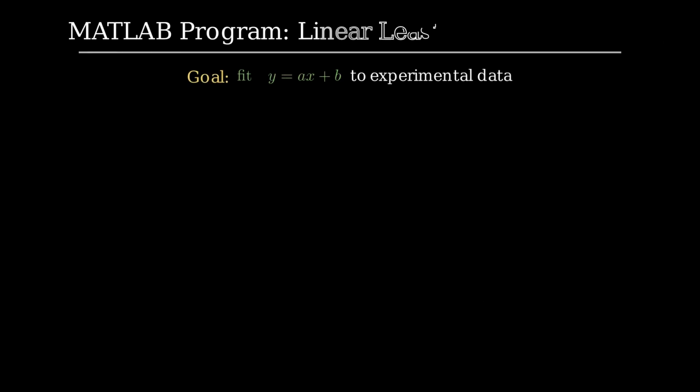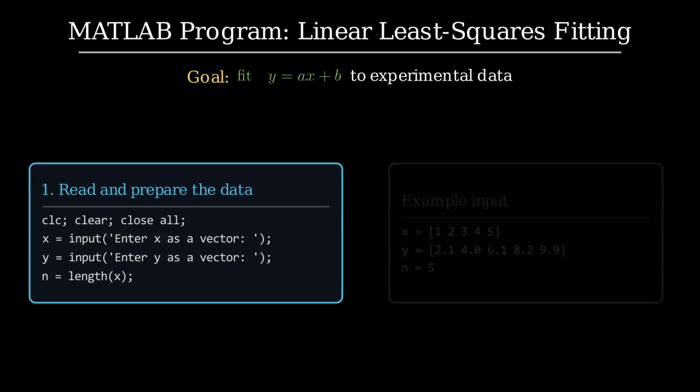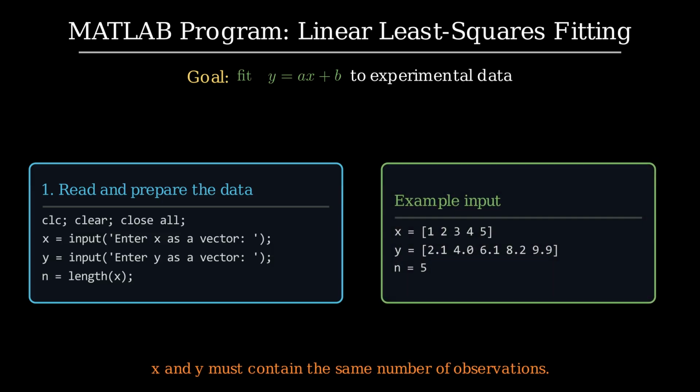The MATLAB program fits a straight line y equals ax plus b. It first clears the workspace, reads the x and y vectors, and counts the observations. For this example, x contains 1 through 5, and y contains the 5 measured values 2.1, 4, 6.1, 8.2, and 9.9. The dot operators are important.